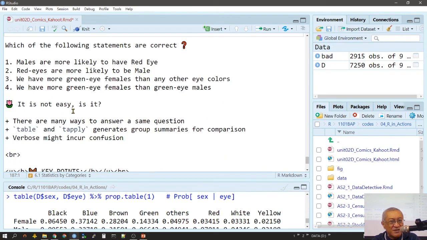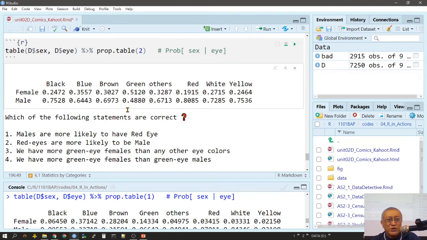So this is not easy, right? In this exercise, we learn a few things. I try to warm you up on what we learned last week. The table and t-apply are doing group computation for group comparison. Okay, this is the most important thing. They generate group summaries for comparison, and when you do comparison, you need to be careful.